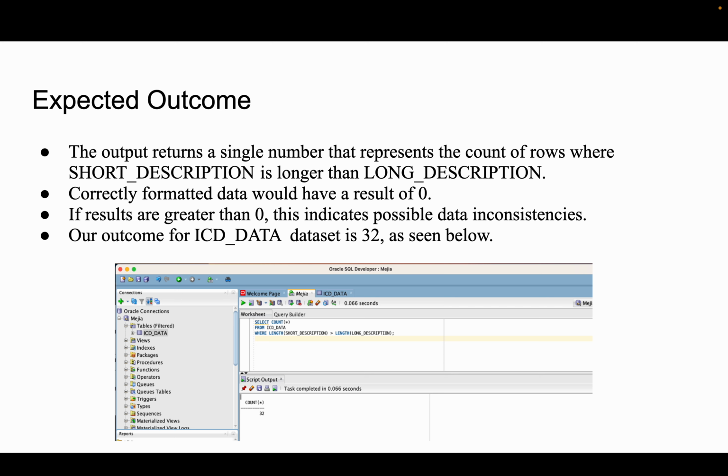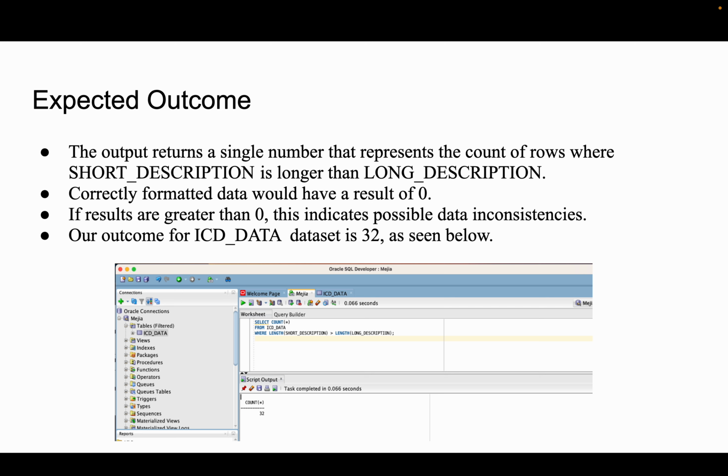However, in this case, our outcome for ICD data was 32, meaning that there were 32 rows in which the short description was longer than the long description column. So, since this number was greater than 0, this indicates that there are some possible data inconsistencies.